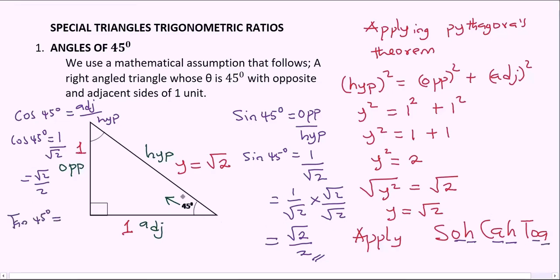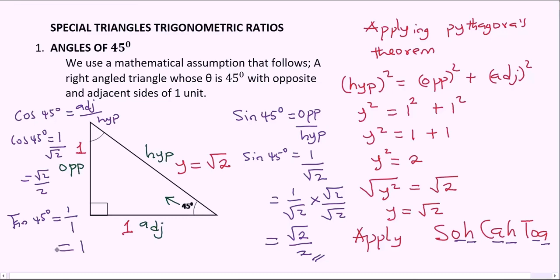So let's solve for the next one, which is tan 45 degrees is equal to what? Opposite over adjacent. What is opposite? Opposite is 1 and adjacent is 1. 1 over 1 is the same thing as what? 1. So you see that having known this, we've been able to identify the trigonometric ratios for this special angle 45 degrees, and it's very simple.